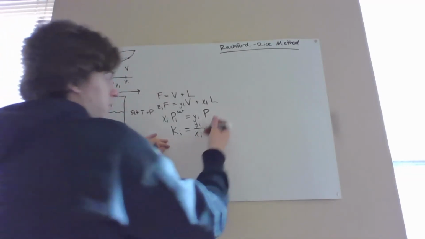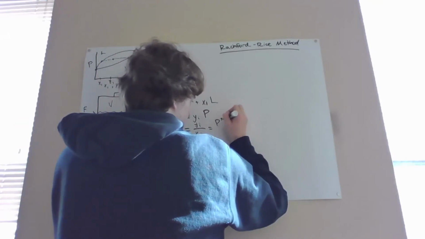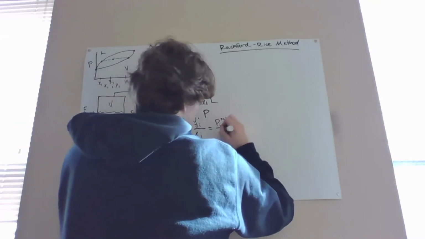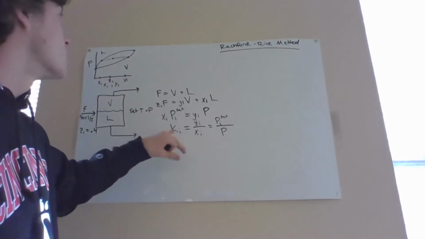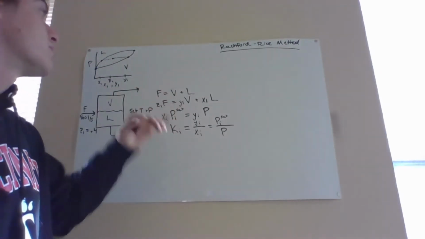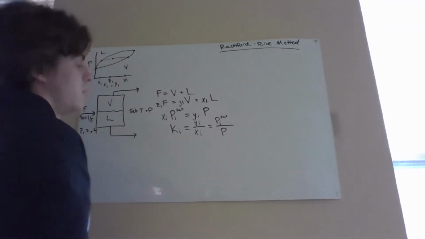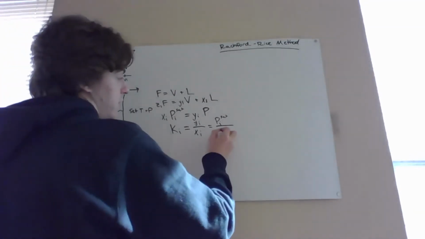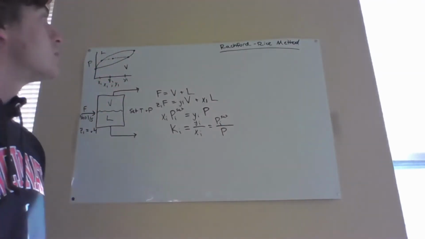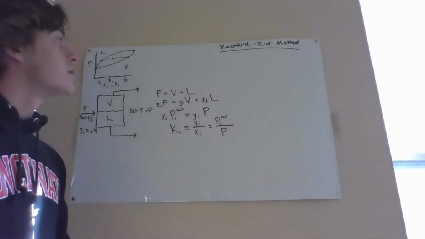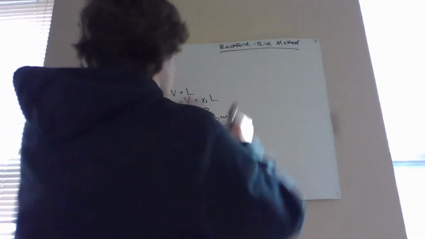And this can also be rewritten as the saturation vapor pressure divided by the total pressure of the container. I'm rewriting it like this because this will actually be key to the Rachford-Rice method. Since we know the temperature and pressure, we will be able to calculate the value for K using this expression right here.